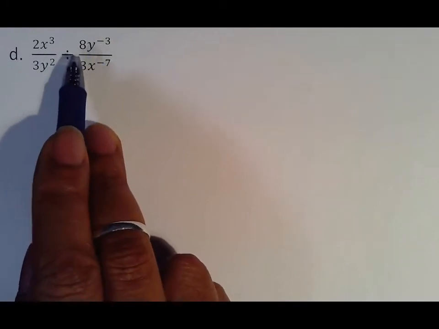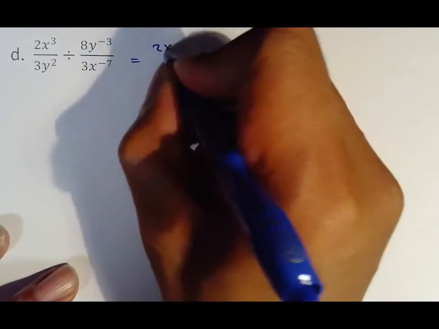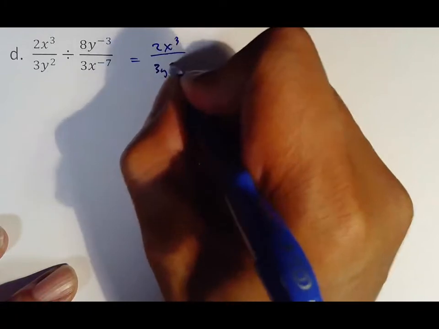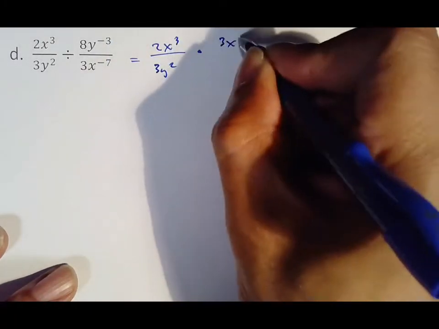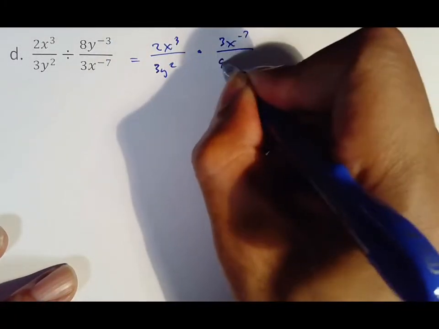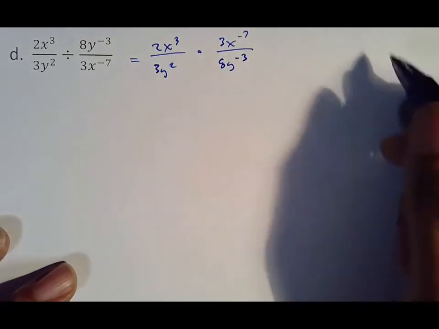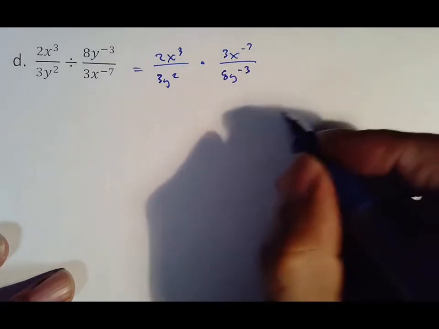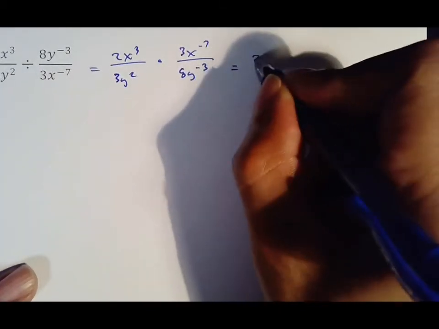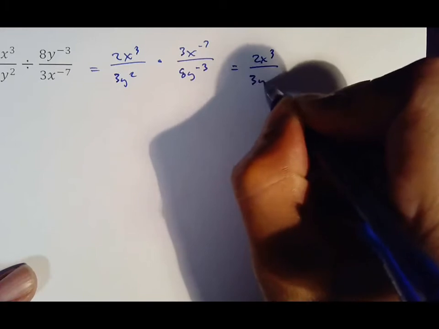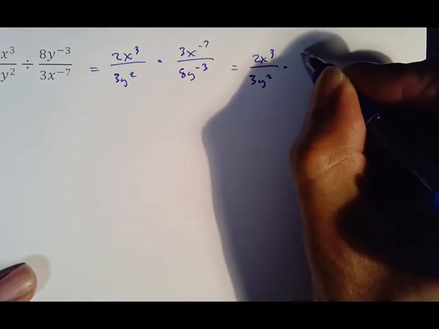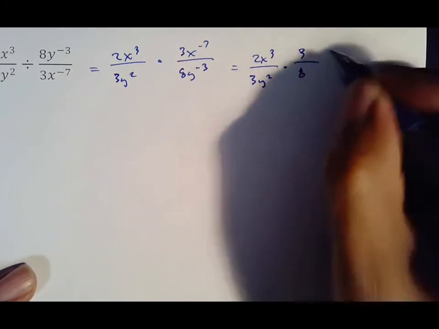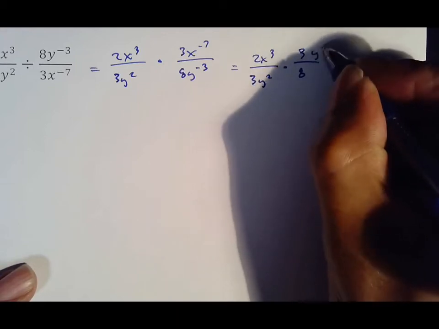So you change this into multiplication and you flip this one over, but I also see negative exponents, which means it'll probably be more. So I think I'll do that up here. So 2x to the third over 3y squared times 3x to the -7th over 8y to the -3rd. Now, based off of the rules that we learned, the negative exponents need to move.